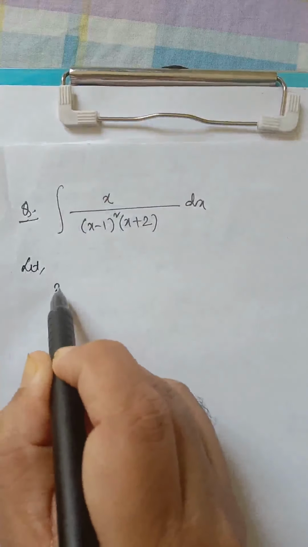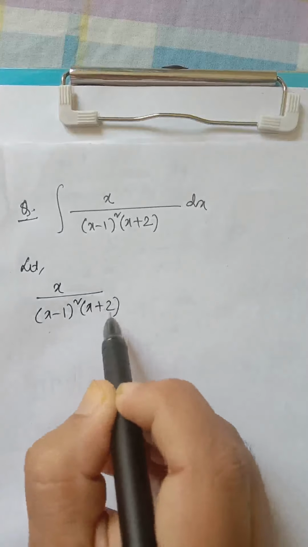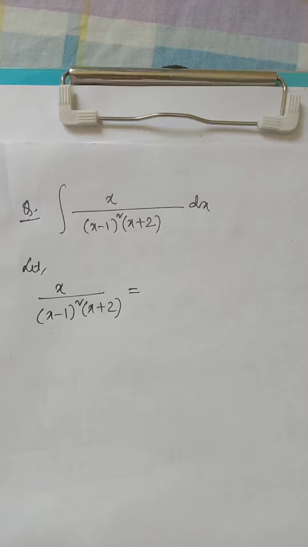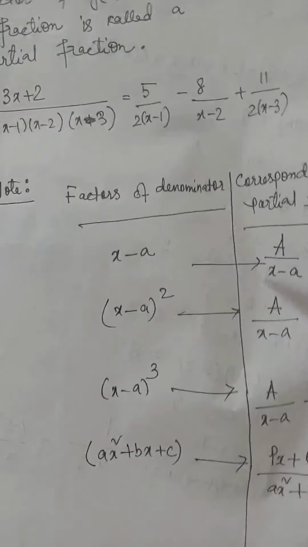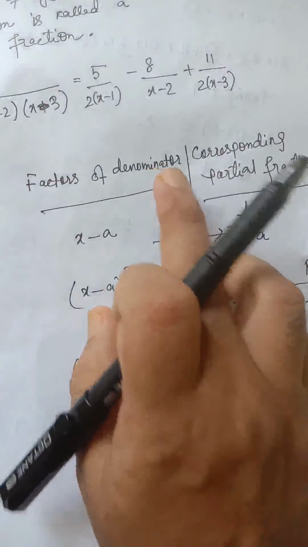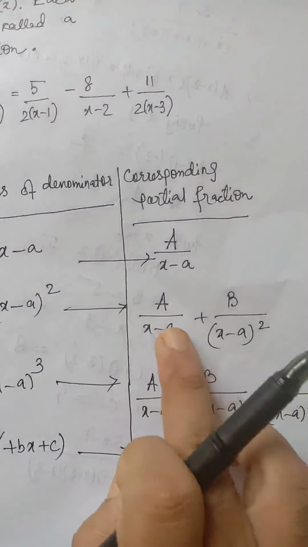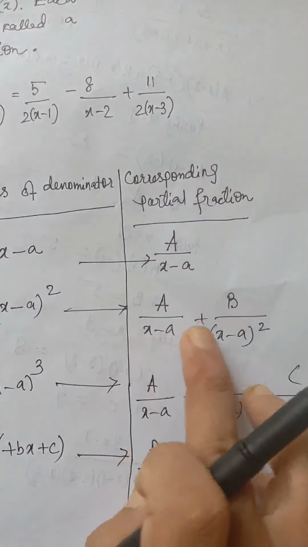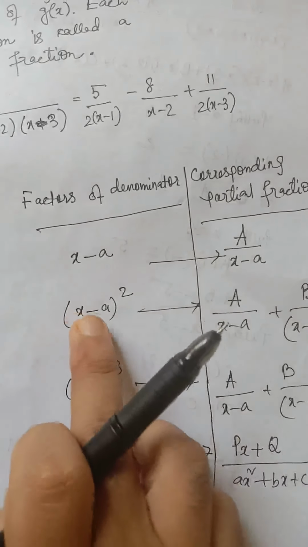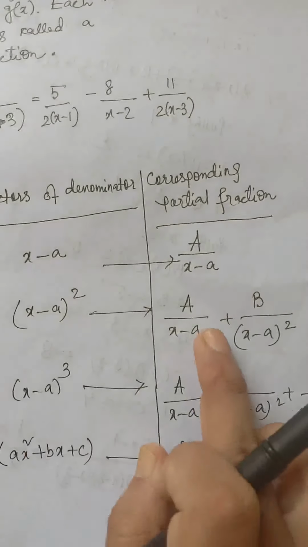So let us resolve this into partial fractions. Now how to resolve this? You can see this factor of the denominator, x minus 1 whole square, is clearly of the form x minus a whole square. If the factor of the denominator is of the form x minus a whole square, the corresponding partial fraction will be a by x minus a plus b by x minus a whole square.